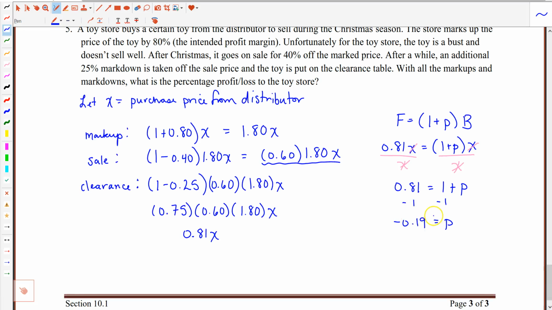So what is this representing in terms of the percentage profit or loss? First off, the fact that this is negative represents a loss, and it's a loss of 19%. We would usually report that as a 19% decrease, but we're going to report this as a 19% loss. After all of these markups and markdowns, they're going to be selling this toy at only 81% of what they had originally paid for it. So they're not going to get 100% of their money back, only 81%. In that case, they're taking a 19% loss on that toy.